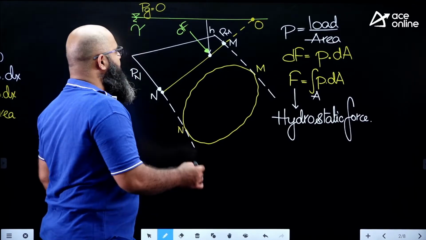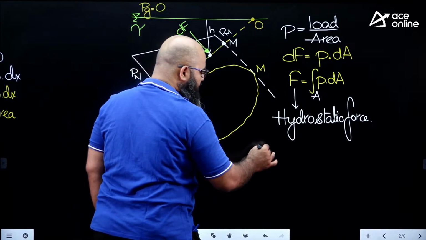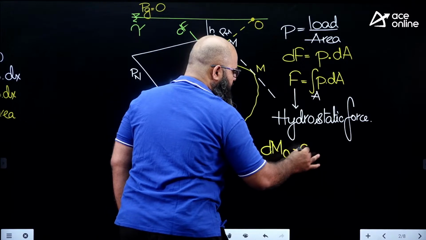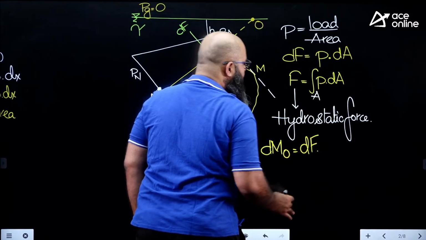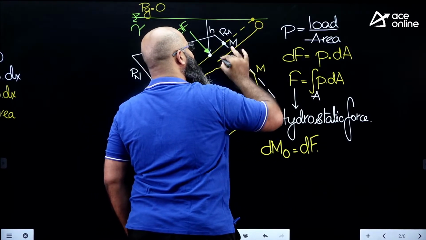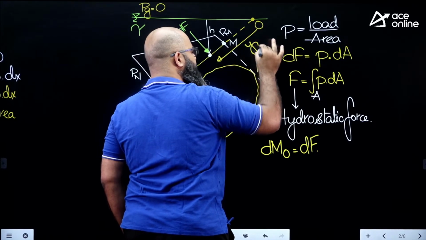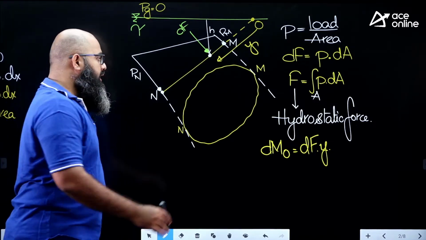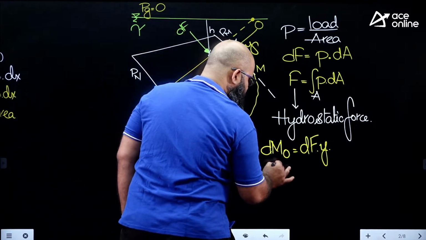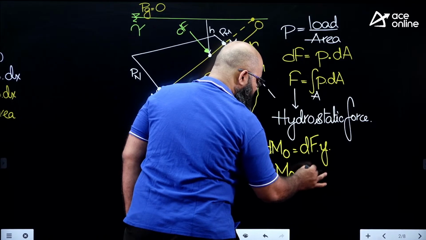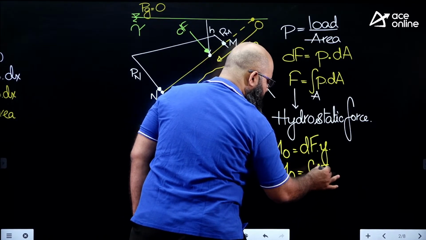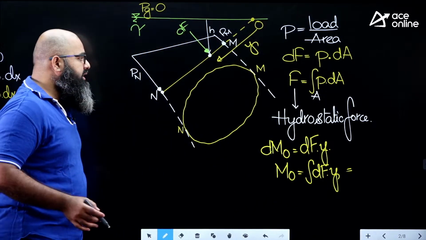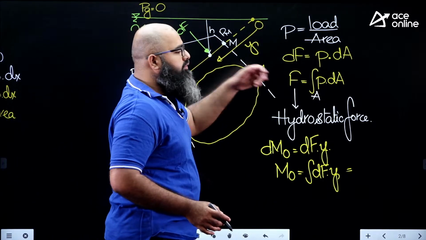So we are having some differential moment over here. Differential moment about point O would be equal to differential force multiplied by this distance over here, some distance y. Now net moment must be equal to the integral of this thing. It is supposed to be the integral of dF times y. And according to Varignon's theorem, it must be equal to the moment of the net force also.